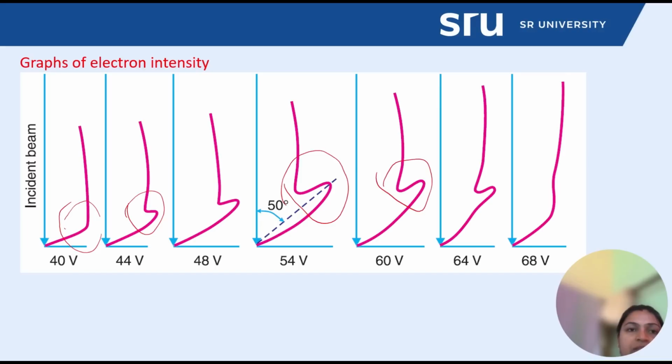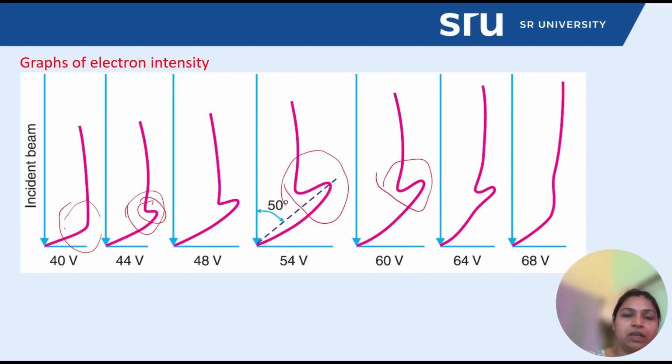So this shows a typical polar graph of the electron intensity. The graph remains fairly smooth until the accelerating voltage reaches 44, when a bump appears in the curve. We can see here that a bump is appearing at 44, and the bump becomes most prominent when the voltage is above 50, or we can say at 54.